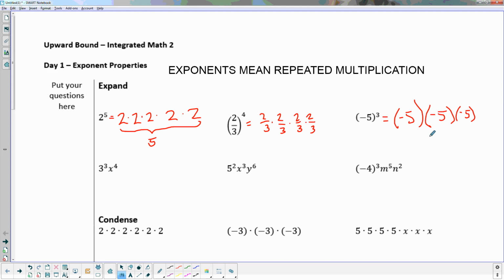I know that 5 times 5 is 25, and a negative times a negative is a positive. So I know that this is going to give me 25. And then I can multiply by -5, and that would give me my answer. It ends up that it's -125, but I didn't ask you for that. Don't get focused on that.